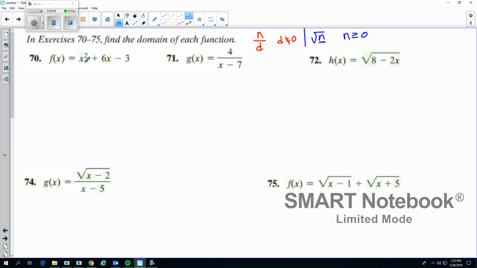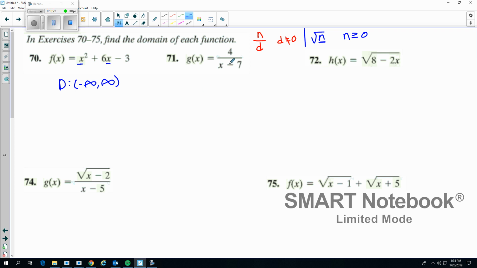So looking at the first one, right here, number 70, I don't see any fractions and I don't see any radicals. And so really there are no limitations on what I can substitute in for x. So whatever I plug in, that's fine. It's not going to give me any undefined or non-real solutions. So this domain here is all real numbers. So from negative to positive infinity. There you go.